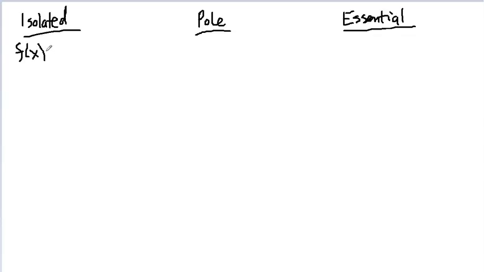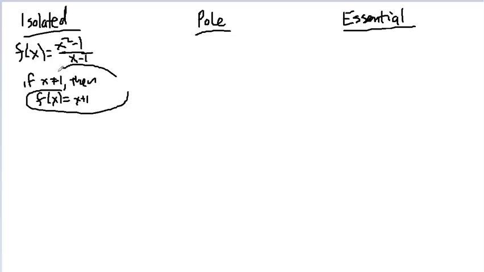So again, a calculus example, x squared minus 1 over x minus 1. If x is not equal to 1, then f of x is just going to equal x plus 1. If you factor the top, it works out like this. So the graph of this is barely an interesting function. The graph of this looks like that. And this is what an isolated singularity is.